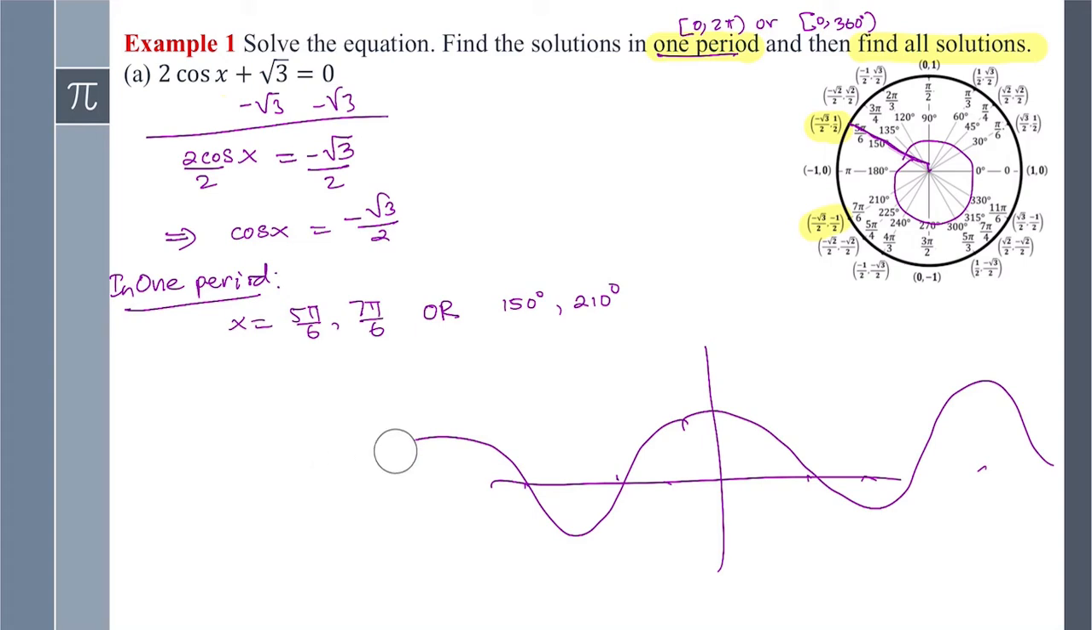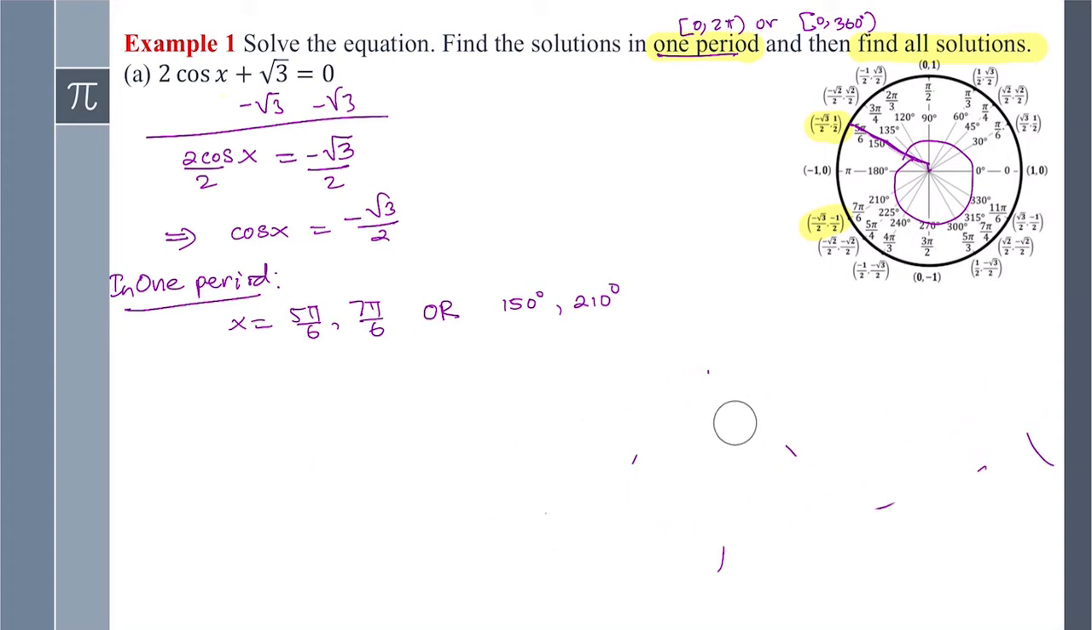To write the general solution, let's take the first solution here, which is 5 pi over 6. Now if we go around, or go 2 pi, then we come back to the same solution. And if we go around again, that is 4 pi, we get back to the same solution. If we keep doing that, we have 2 pi, 4 pi, 6 pi. This is what we are going to add to this angle.